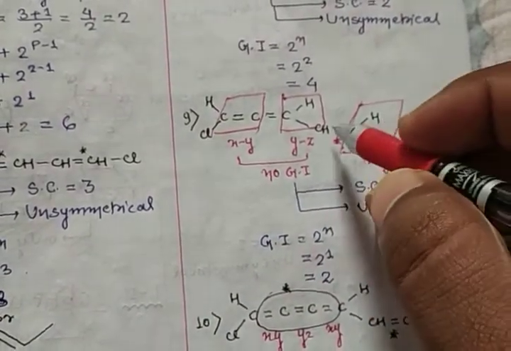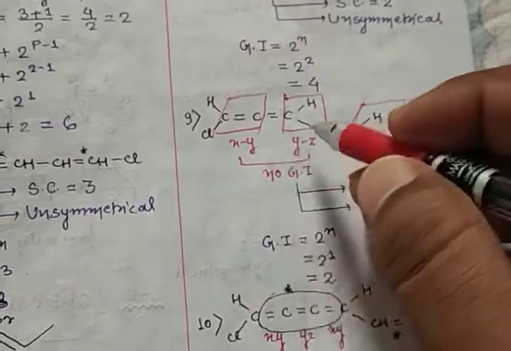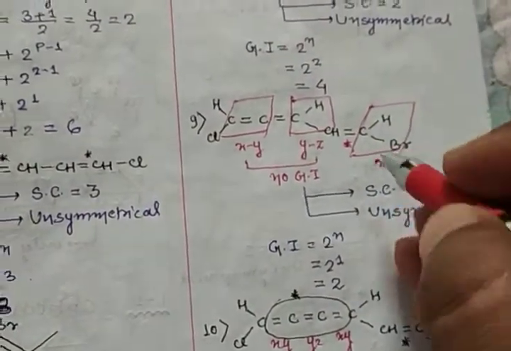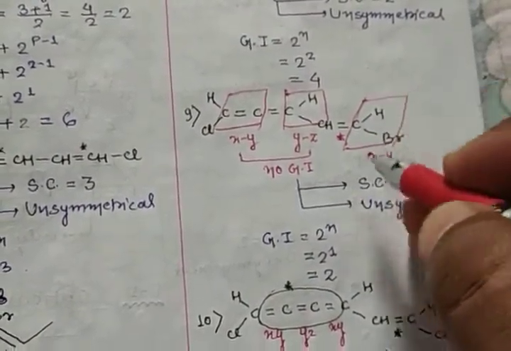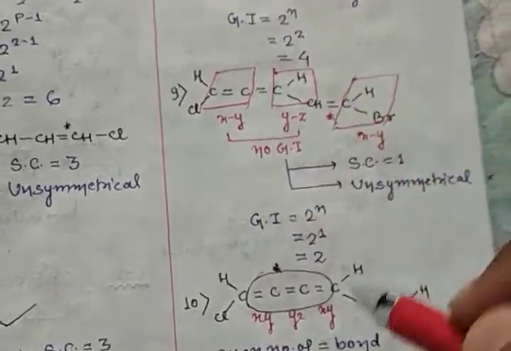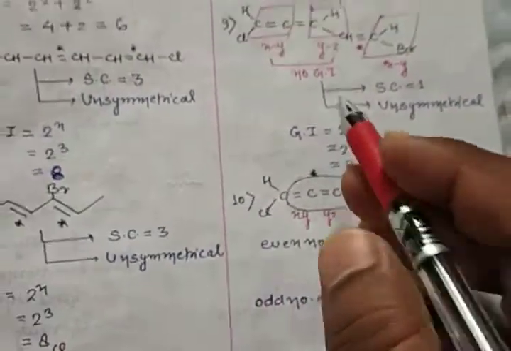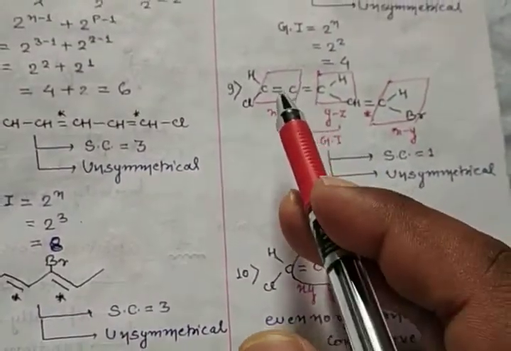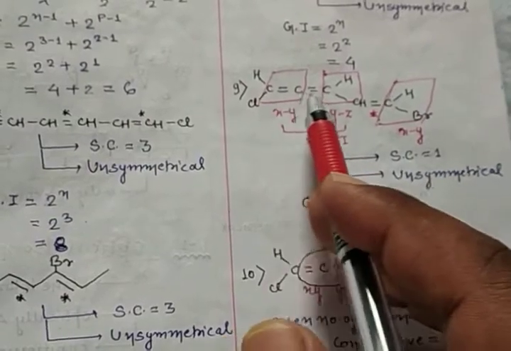Look, one side hydrogen, and one side whole group and one side Br. So definitely this compound shows a stereo center. Look, one stereo center and this is unsymmetrical. So there are two geometrical isomers. Okay, now you know in my last video there is an even number of double bonds.